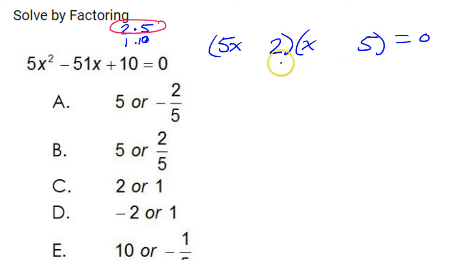Now, how do we know if this is the one? Inner plus outer must equal middle. Whoa, too fast? I'll slow it down for you. Inner, we have 2x. Outer, okay, we're multiplying here, folks. That is 25x. The middle that I'm talking about is this term, negative 51x. Now, if I add these, I'm going to get 27x. That's nowhere near 51. So this option is not working.